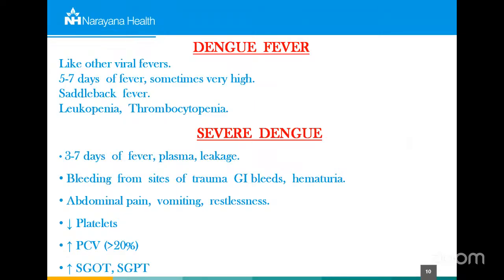Watch for bleeding from sites of trauma or venipuncture sites, severe, relentless abdominal pain, very low platelets, though some low platelets are okay, and a hematocrit which has increased, especially by 15-20%. And remember, SGOT and SGPT, LFT, are very regularly done nowadays, and if they are reasonably high, that is a danger sign. These are the children with dengue to watch. Not necessarily admit, but at least watch and follow up well.